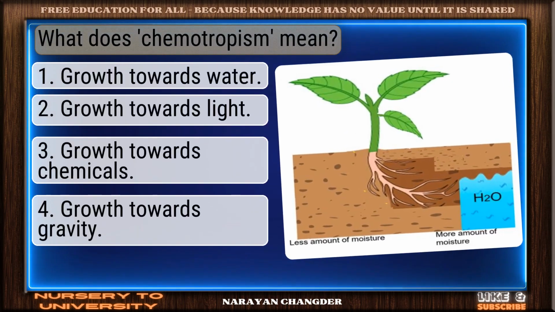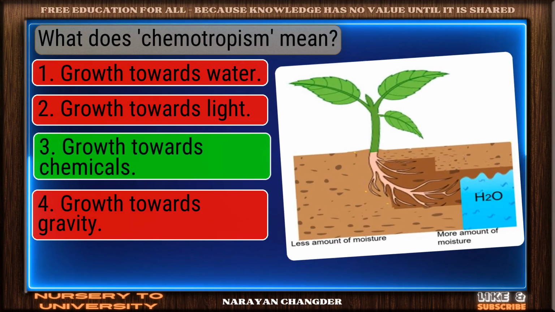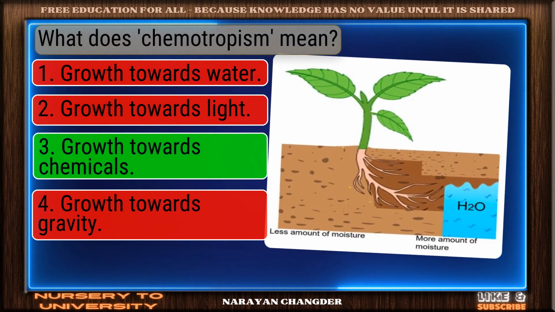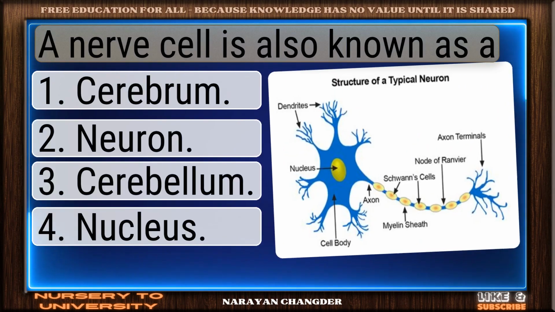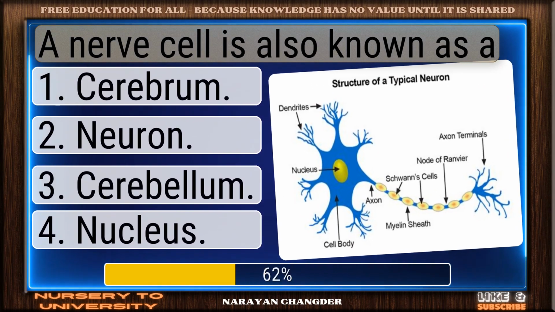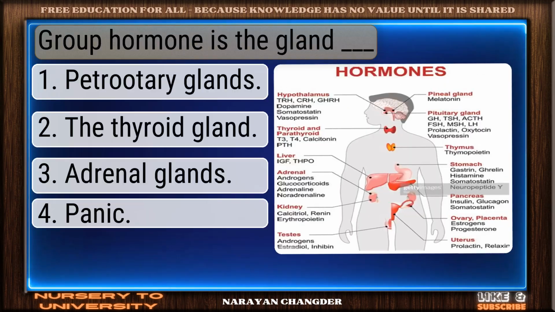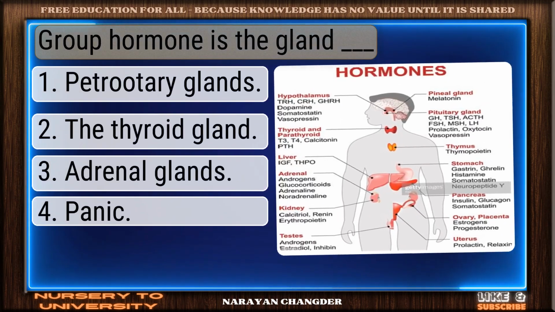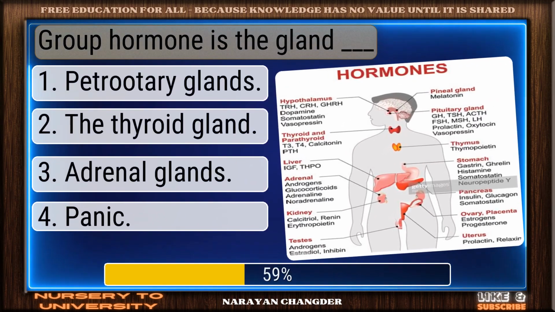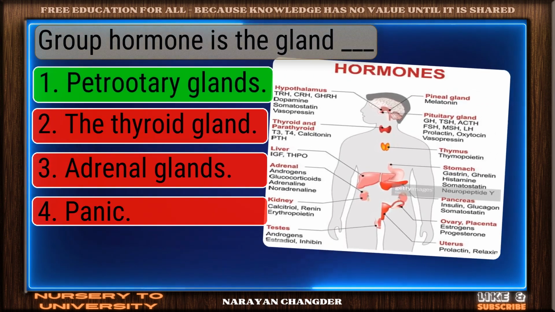What does chemotropism mean? Nice selection. Growth towards chemicals is correct. A nerve cell is also known as a. On track. Neuron is correct. Master hormone gland, dash. Sharp thinking. Pituitary gland is right.